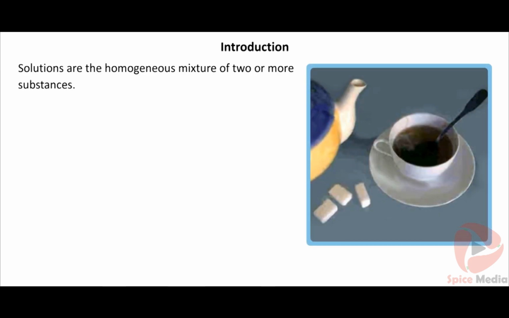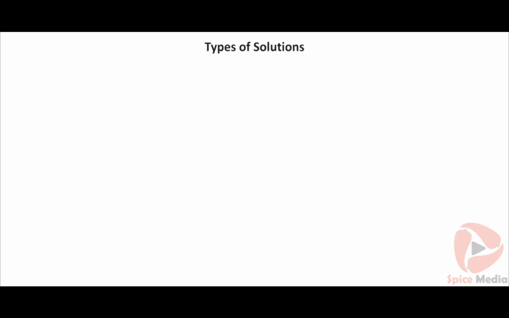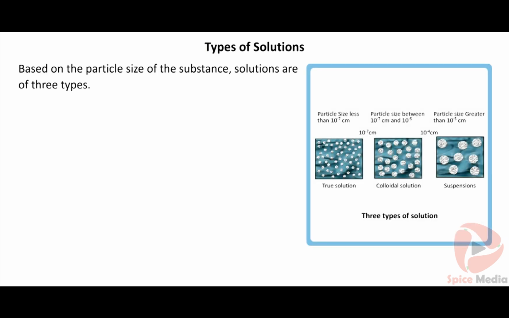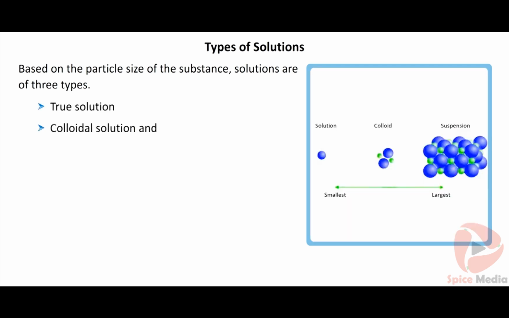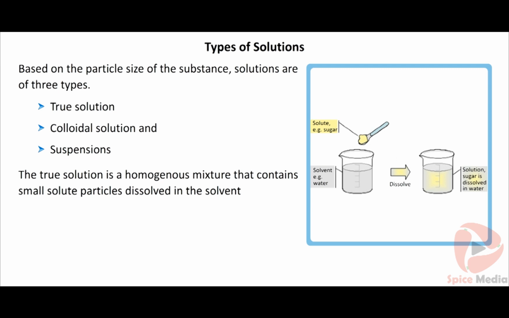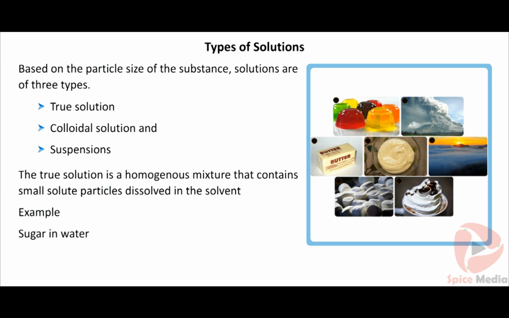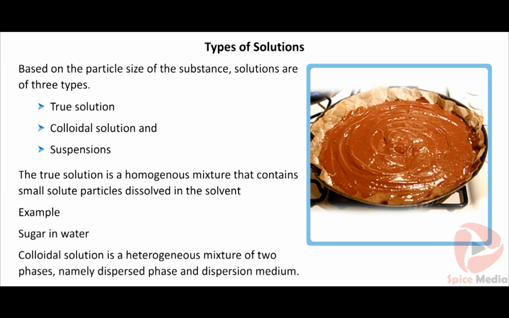Solutions are the homogeneous mixture of two or more substances. They are classified based on particle size, solvent, and solute. Based on the particle size of the substance, solutions are of three types: true solution, colloidal solution, and suspensions. A true solution is a homogeneous mixture that contains small solute particles dissolved in the solvent. Example, sugar in water. Colloidal solution is a heterogeneous mixture of two phases, namely dispersed phase and dispersion medium.